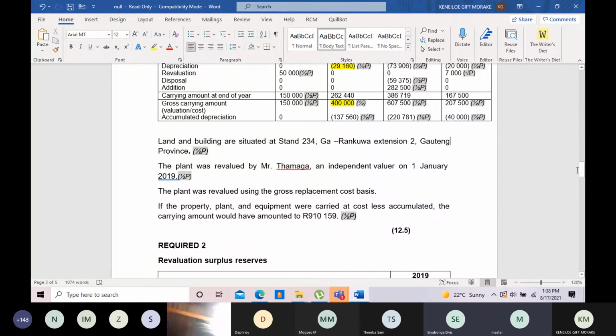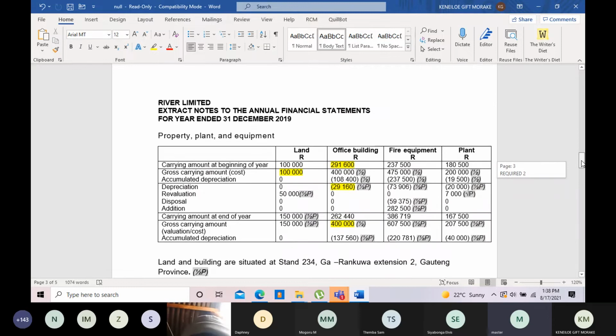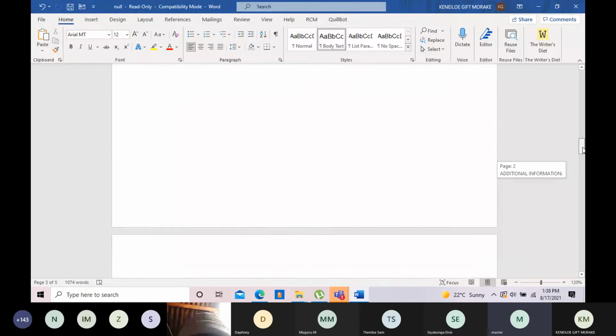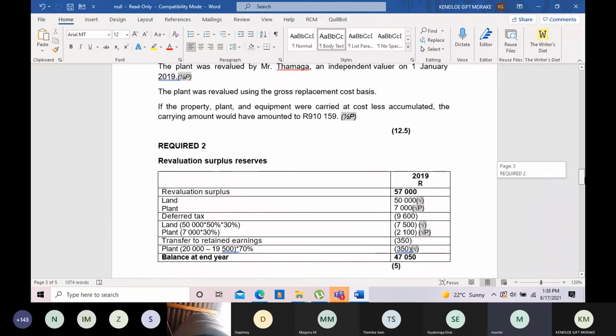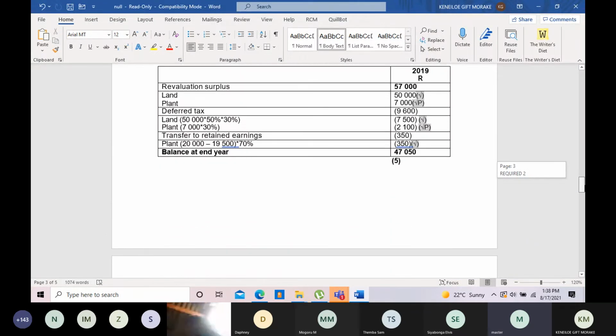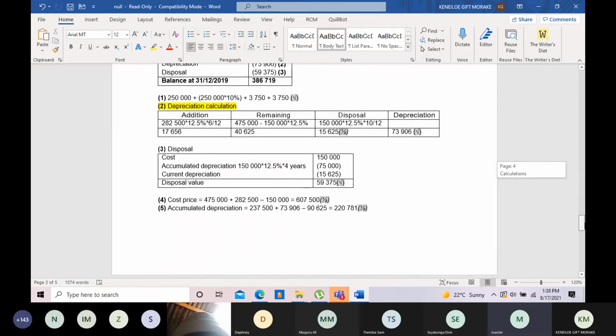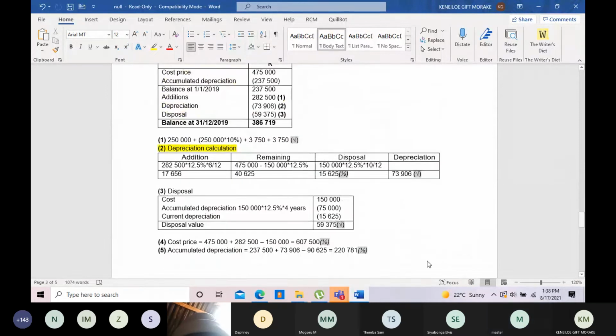All right, guys, I'm still here. I was still solving something, but anyway, I'm still available. Now, I'm trying to solve the issue because someone was asking me about this 4 years. How do we get this one? Okay, the solution is here. As you can see, there's this 150,000 multiplied by 12.5%, multiplied by 4 years. Then how do we get the 4 years? You go back there to the first information and check the depreciation.